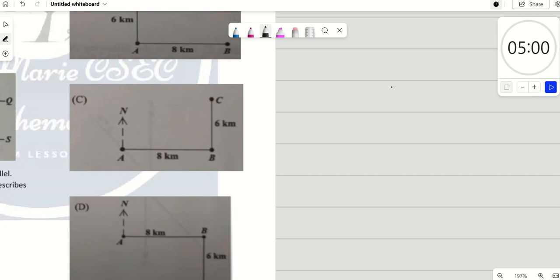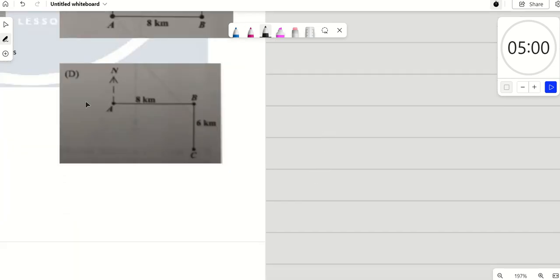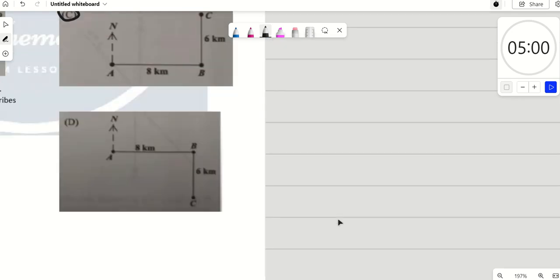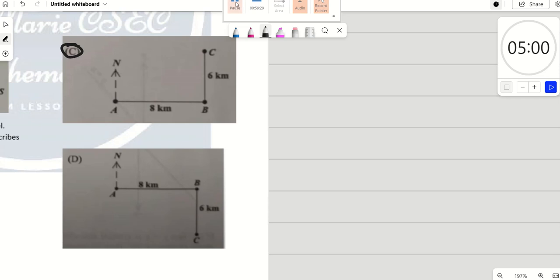It would not be D because if we look at this, if we want to only read this, yes, we start at A. We go A to B, which is to the east, but then they're going down. Downwards is south. So we know D is not your answer. So C would be your answer for this.